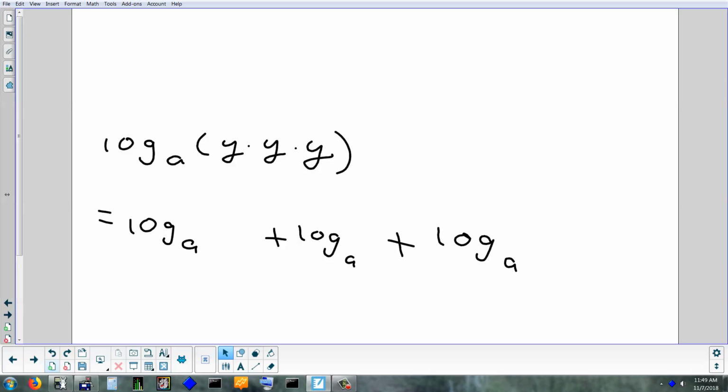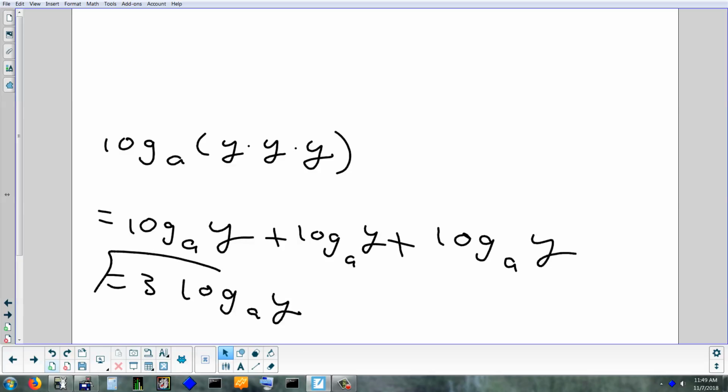Oh, right? Y. My second argument? It's also y. And my third argument? Y. So I have log base A of y plus log base A of y plus log base A of y. How many of those do I have? 3. Log base A, y.